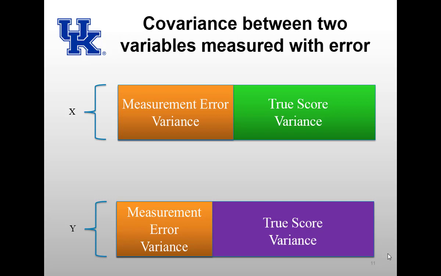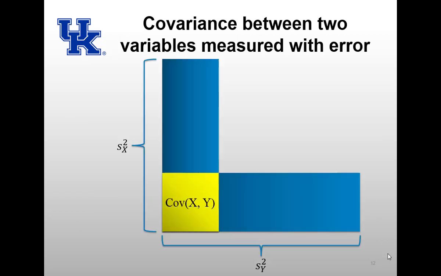So if we think about two different variables, x and y, their total variances are composed of both true score variance, in green for the predictor and purple for the outcome, and measurement error variance in orange. And we're going to see how that reflects on covariance. So again, the blue rectangles are the total observed score variances for x and for y, and the covariance is the shared variance. The variance shared between x and y is the covariance.